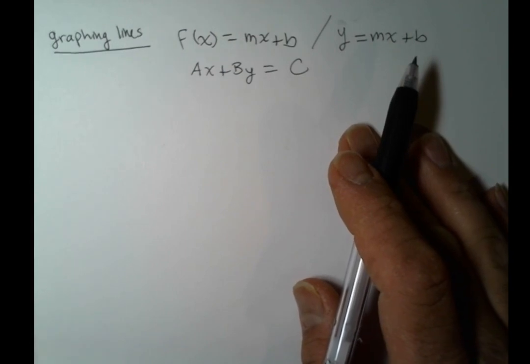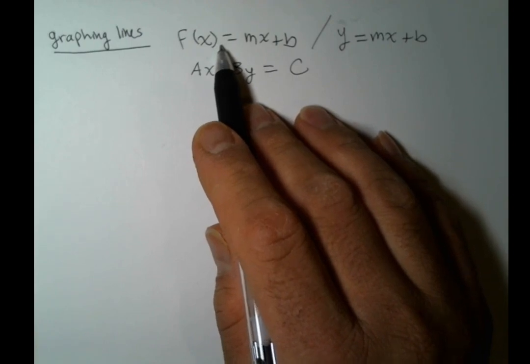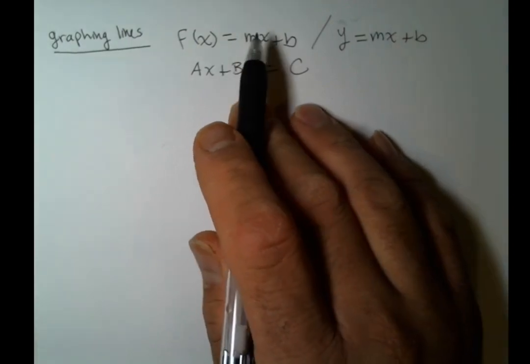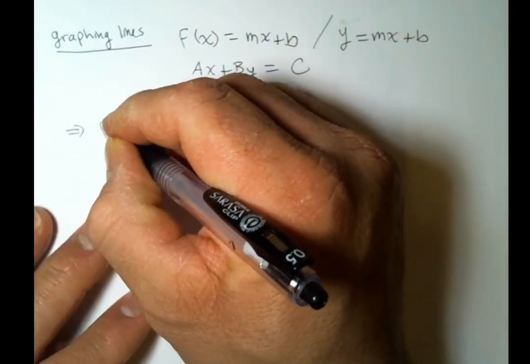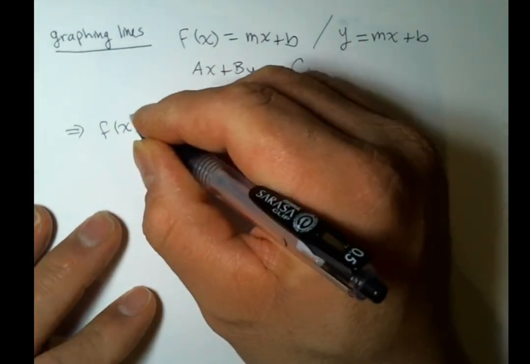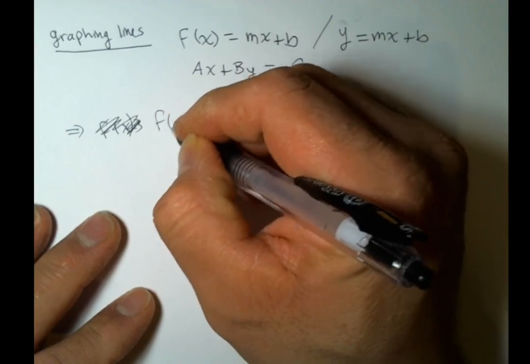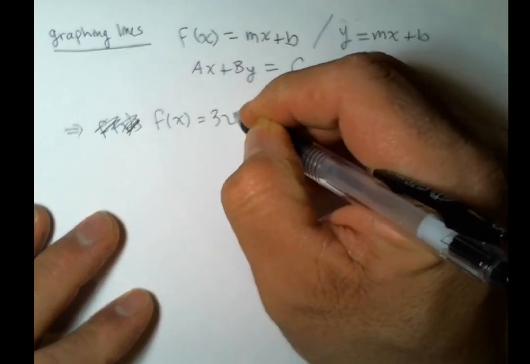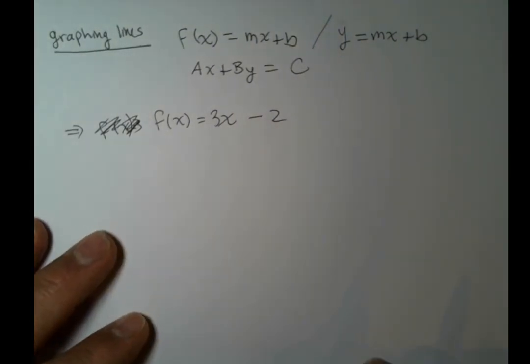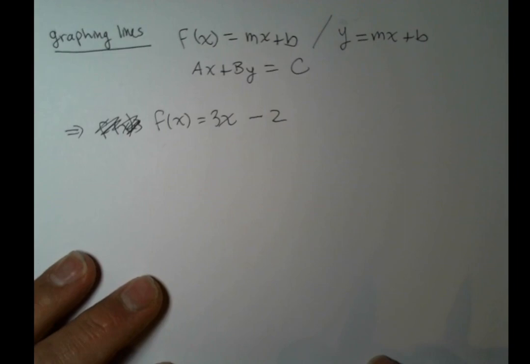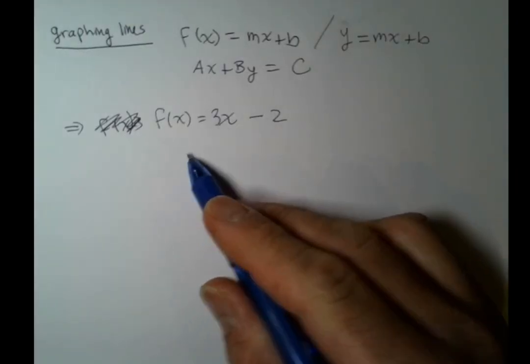One way to approach this, especially if it's given in the form f of x equals mx plus b, is simply to plot some points. Let's say my function was f of x is equal to 3x minus 2, and I want to plot some points. Which points do I plot? It really doesn't matter. I'm going to choose an input and calculate the output.